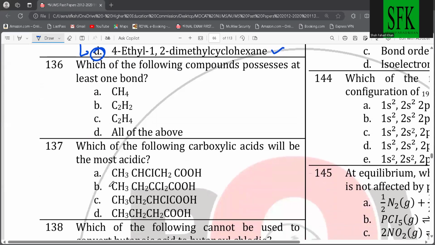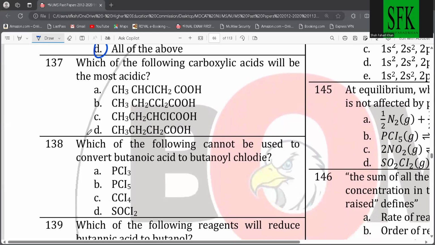Which of the following compounds possesses at least one bond? Which bond? At least one bond? One bond, so it's not all of them.